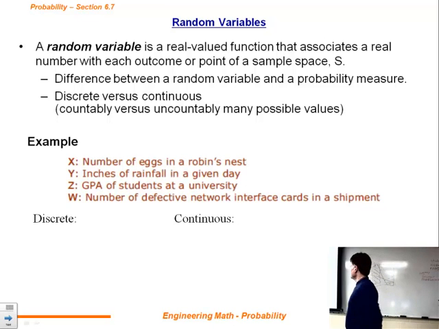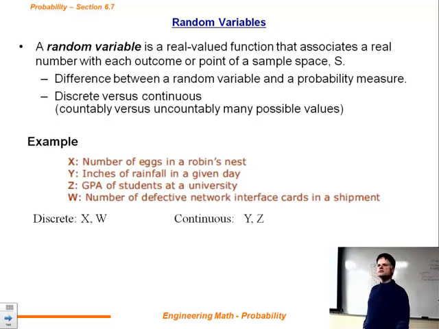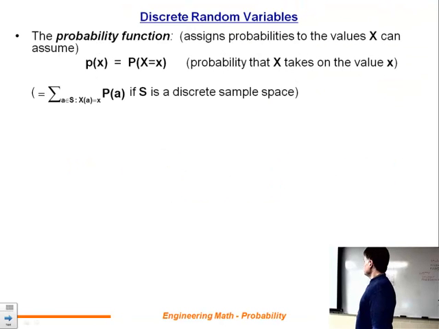So a shipment is an outcome, and you count the number of defective interface cards in the shipment. So we'll say that X and W are definitely discrete, and Y and Z are arguably continuous. All right, questions on random variables?